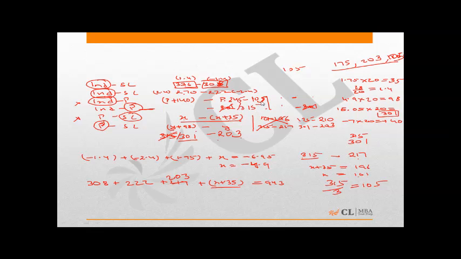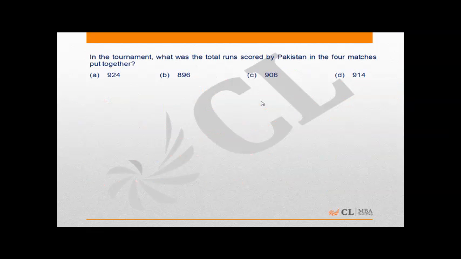Now let's look at the questions. Question 1. In the tournament, what was the total runs scored by Pakistan in the 4 matches put together? I know that the scores of Pakistan in the 4 matches were 315, 301. Fine. One is 175 and one is 105. If we sum up all this, we'll get 896.